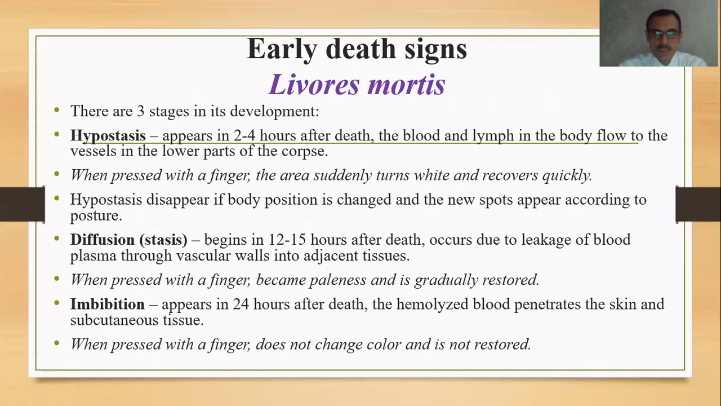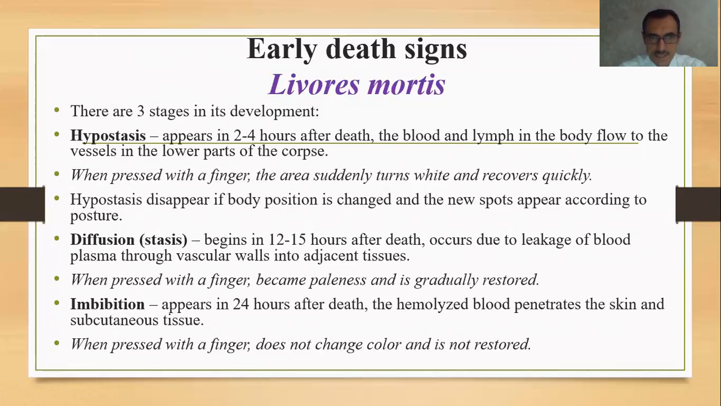The death signs divide into 2 groups. First, the early and later death signs. The early death signs have some types. First, the livor mortis, or the corpse spots. There are 3 stages in this development.